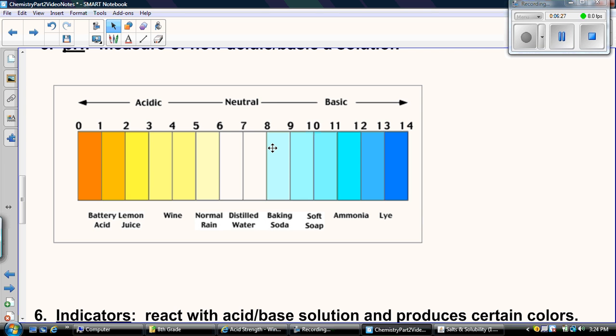Okay, same thing over here. Bases are from 7 to 14. If you're close to 7, it's a weak base. They do not release a lot of hydroxide ions in water. So baking soda, you can put that on your hand. You can put it in water and stick your finger in there and it's fine.